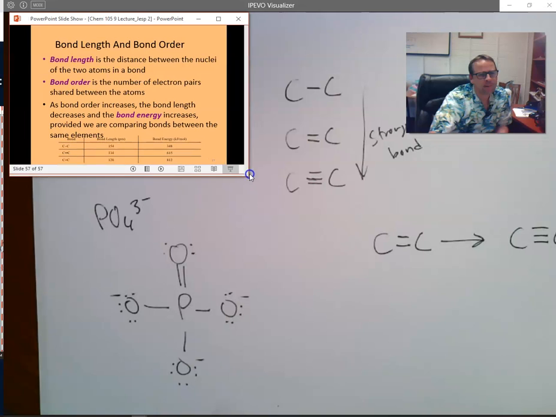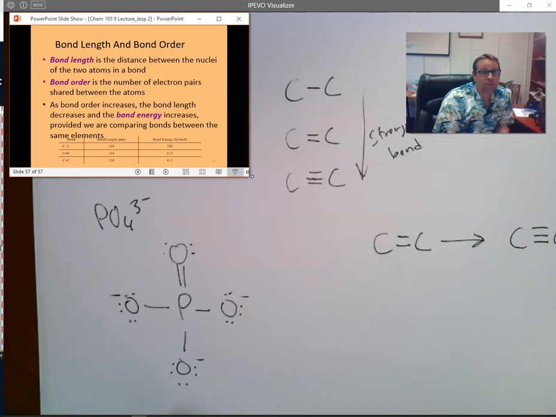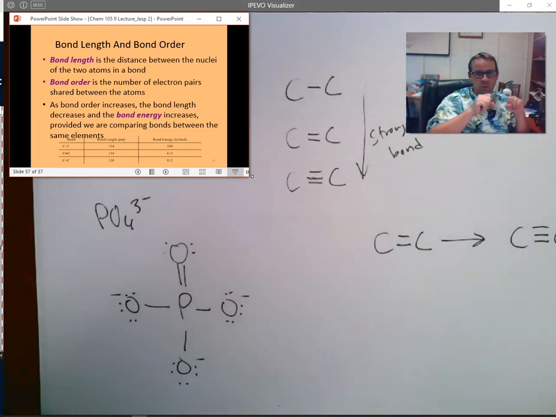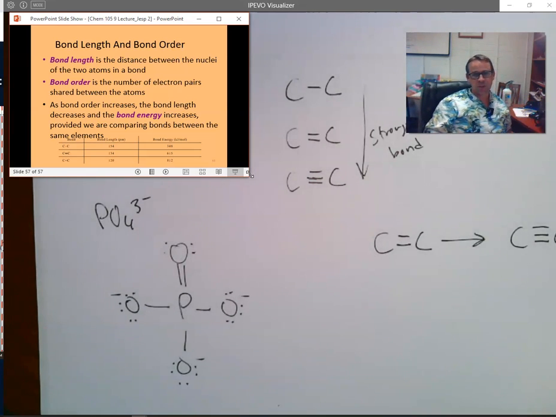What makes it shorter? Well, there's more electron density being shared, and so the atoms are brought in closer proximity, right? As more electron density is circling around or associating with two different nuclei, the atoms can get closer together.